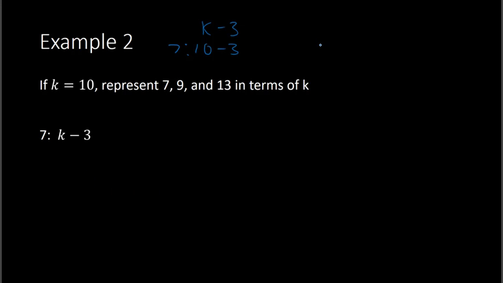Same thing for 9. For 9, we know that 10 minus 1 would equal 9, right? So instead of 10 minus 1, we want to put a k in there so we can write it in terms of k. So instead we would have k minus 1. And then for 13, if we add 10 plus 3, that would give me 13. So instead of 10 plus 3, we're going to replace it with k. So we have k plus 3.